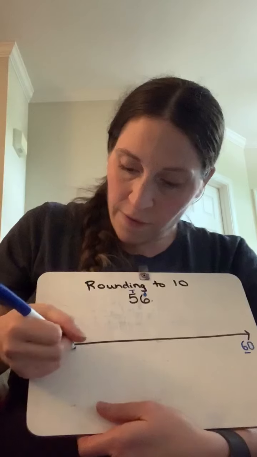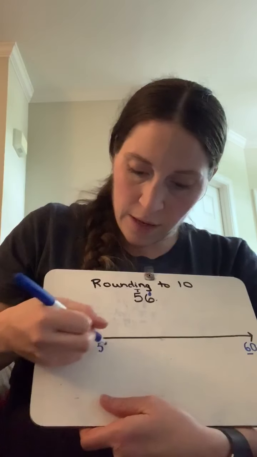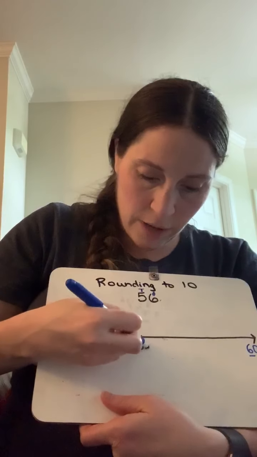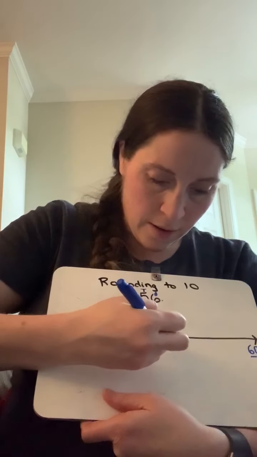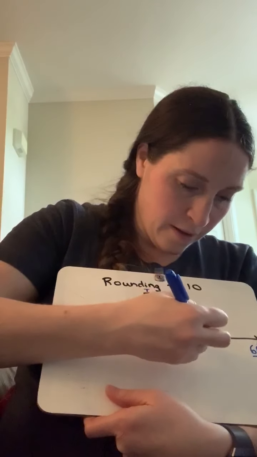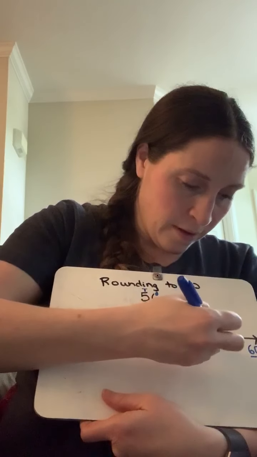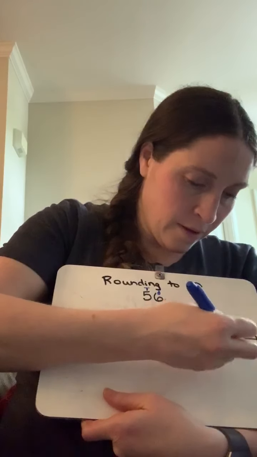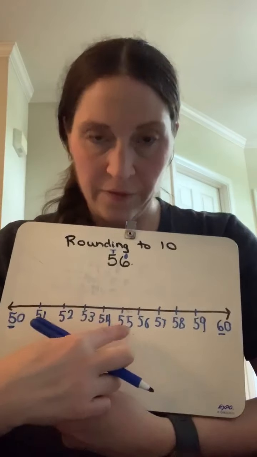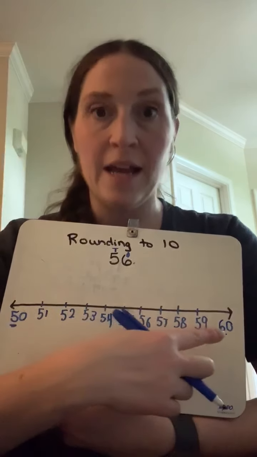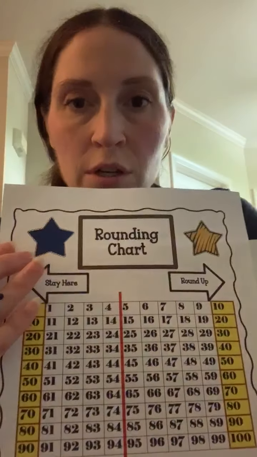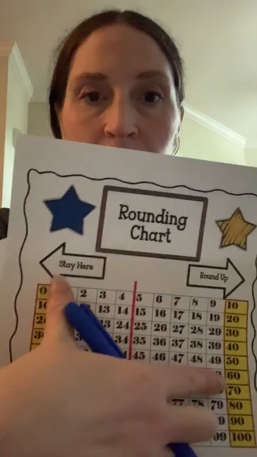So we have 50, 51, 52, 53, and just space them out the best you can. I'm probably going to end up having some extra room. So I filled in all my numbers: 50, 51, 52, 53, 54, 55, 56, 57, 58, 59, 60. Again, if you need help counting on those, you can use a hundreds chart. Just find which numbers come in between 50 and 60.